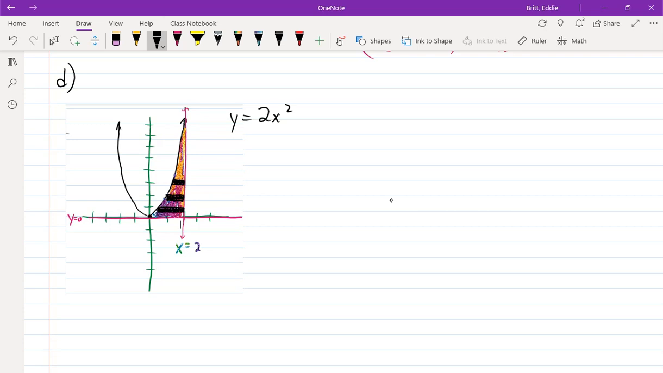Why is that? Because I have a vertical axis of revolution. Remember, with the disk method, if you have a vertical axis of revolution, your formula is pi times the integral from c to d, and these are both y points, of r of y squared dy. You know how f of x is equal to y? Well, r of y is equal to x.